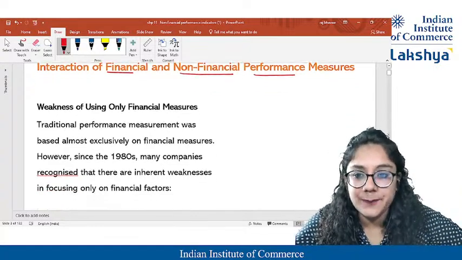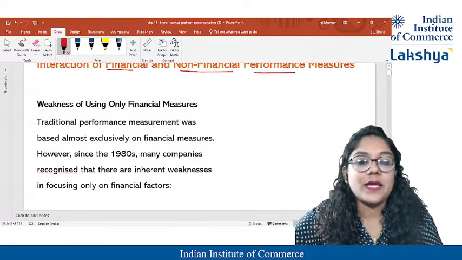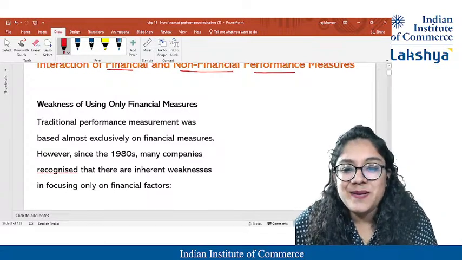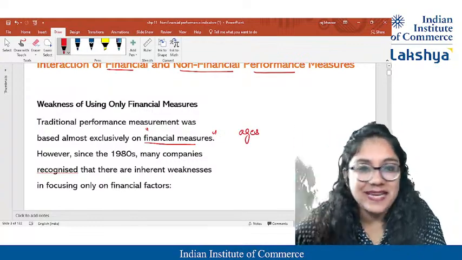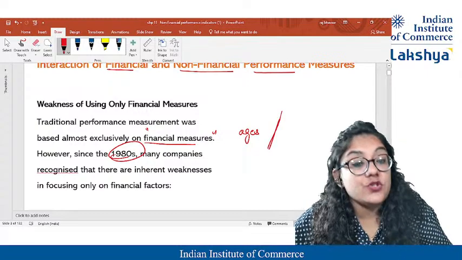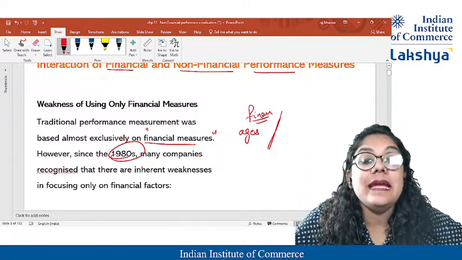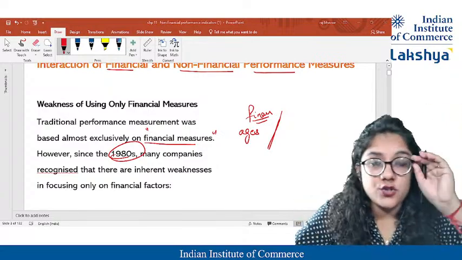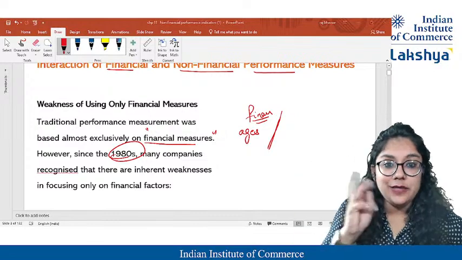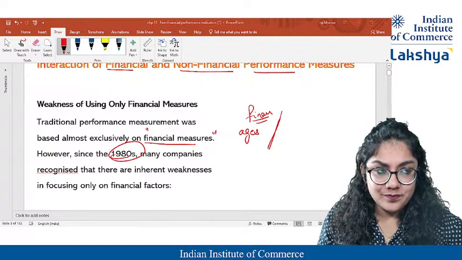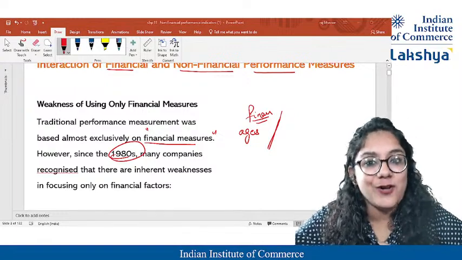Over here, the first question given is the weaknesses of only using financial measures, which was way back in the 1980s. Traditional performance measurement was based almost exclusively on financial measures. Since the 1980s, people had thought that only financial data are important. But now many companies have recognized that there are inherent weaknesses if I just concentrate on financial. Just because if I want more profits, people will try to degrade the cost of the material, isn't it? There is a huge chance of manipulation. And this is what companies want to avoid, by maintaining their quality, serving their customers to the best of what they can, and prospering in the long-term perspective too.